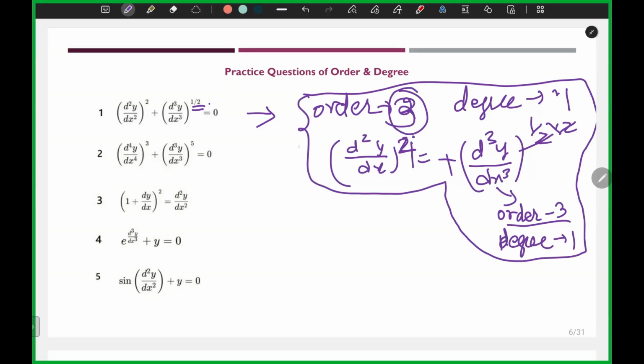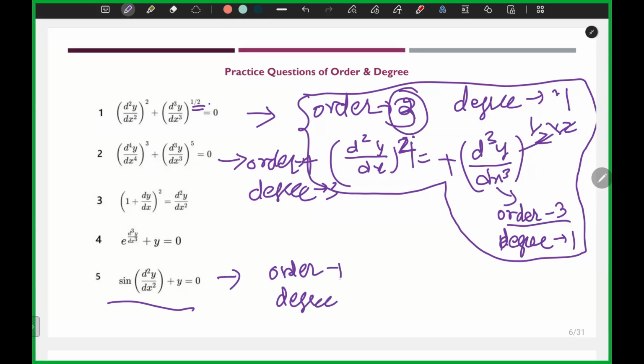Okay. Now shifting to the other audience, I would like to know the answer of this second question. What is order here and what is degree? Order is 4, degree is 3. Order is 4 and degree is 3. Okay, correct. And any other one from the audience, order and degree for this fifth question? Order is 2 and degree not defined. Okay, fine. Good.